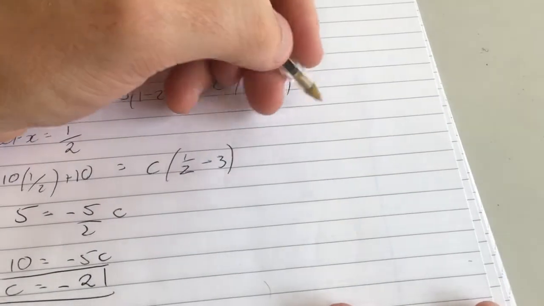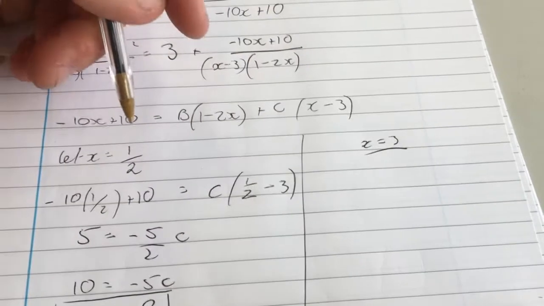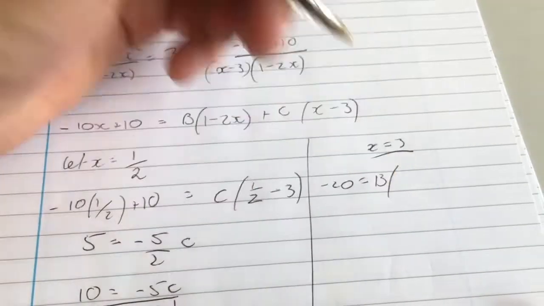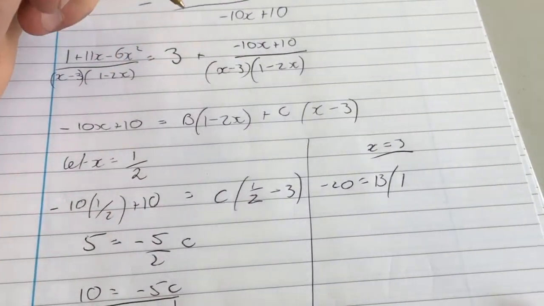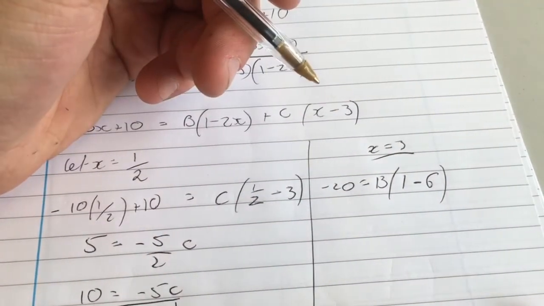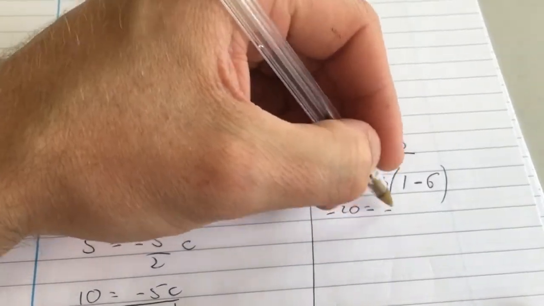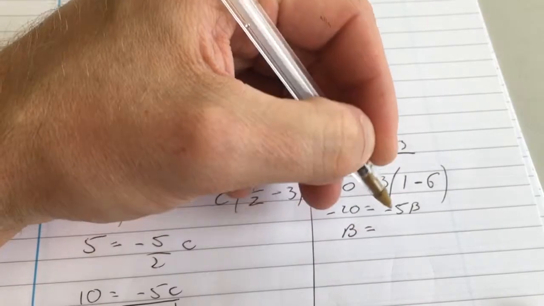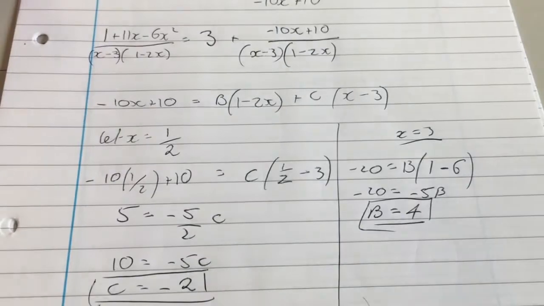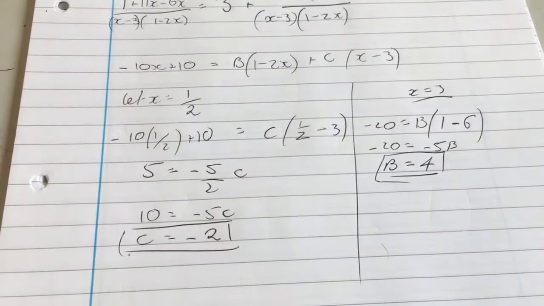Right, and then to find b, we're going to let x equal 3. So we're going to get minus 30 plus 10, which is going to be minus 20, equals b times (1 minus 6). So minus 20 equals minus 5b, so therefore b equals 4. Cool. Right, so that's a, b and c. A is 3, b is 4, c is minus 2, and then we want to prove it's a decreasing function.